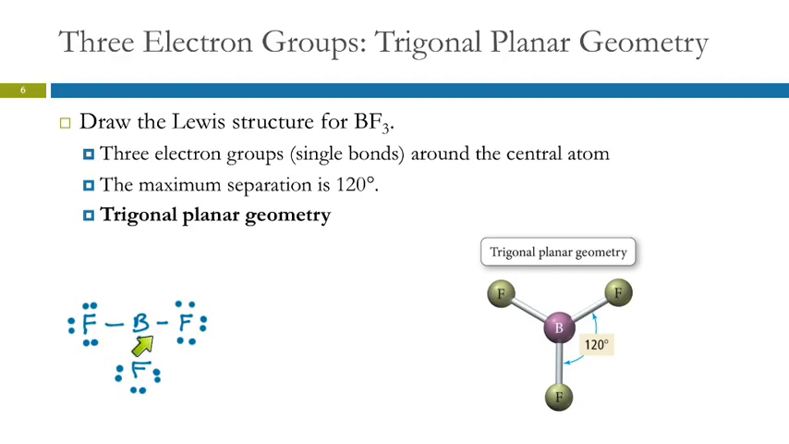We look at the central atom here and we count the number of electron groups, and there's 3. And so 3 things will move away from each other. The maximum angle that they can achieve is 120 degrees. And so this is called a trigonal planar geometry because it forms a triangle and it's flat. It's in a plane.